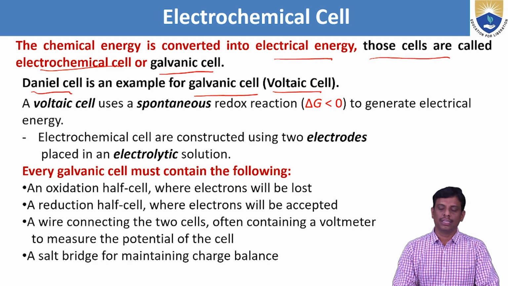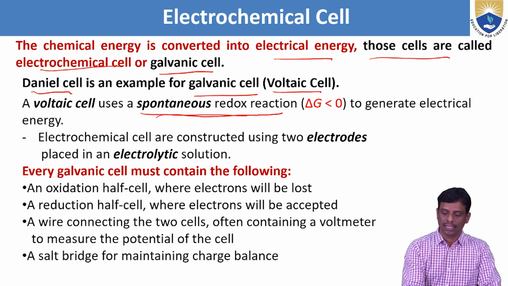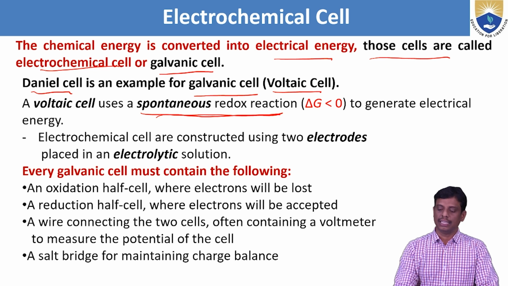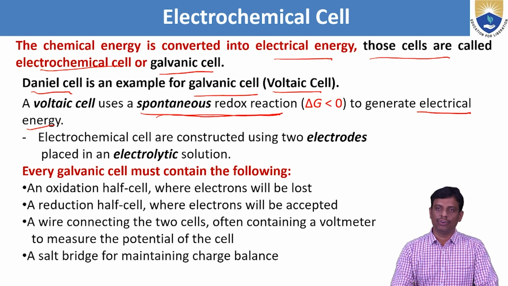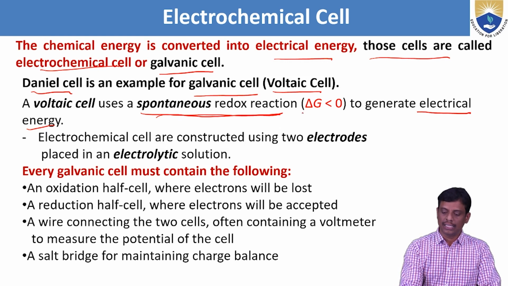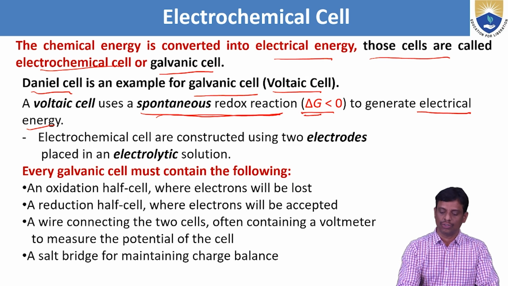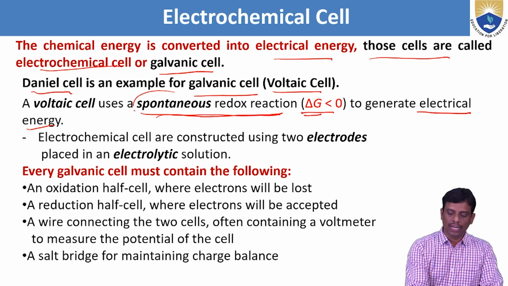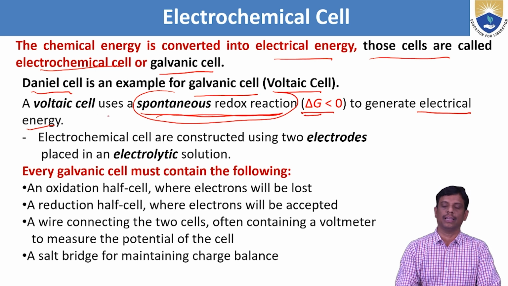In the voltaic cell, a spontaneous redox reaction takes place. When a spontaneous redox reaction is involved in the chemical reaction, it can generate electrical energy, which we are going to utilize in different applications. Usually for spontaneous redox reactions, delta G is always less than 0. Delta G means Gibbs free energy. When the Gibbs free energy is less than 0, that reaction is a spontaneous redox reaction. The spontaneous redox reaction is involved in the voltaic cell.